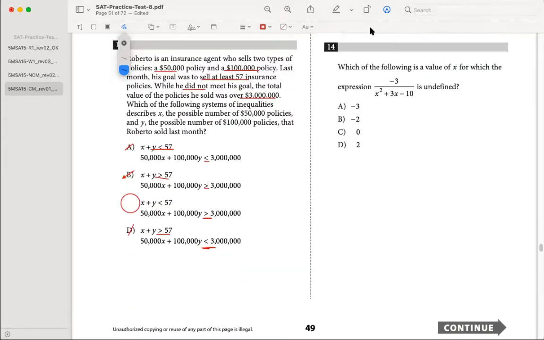Okay, 14, so undefined. Okay, so what do you mean by when it's undefined? Do you guys know?